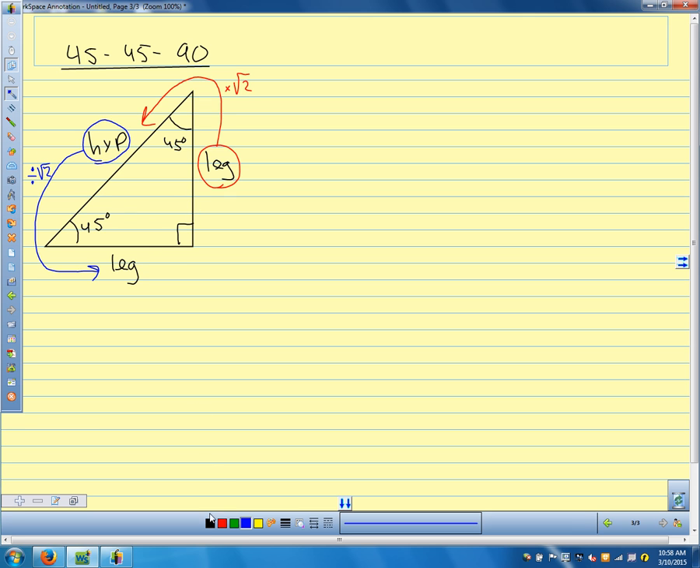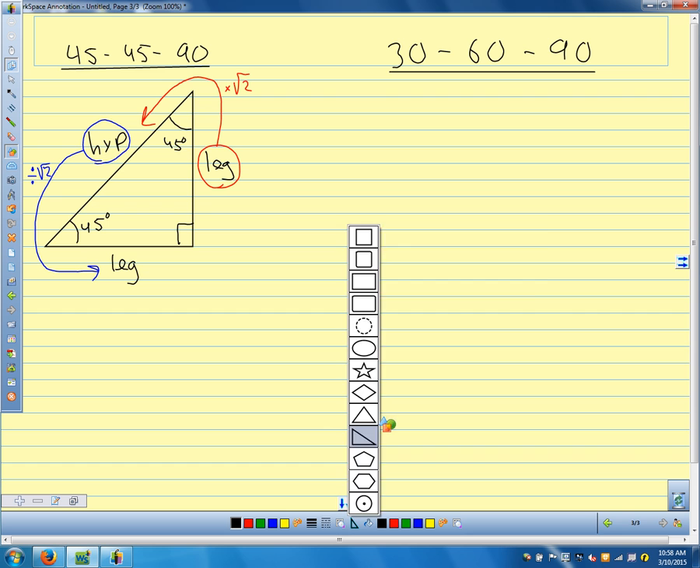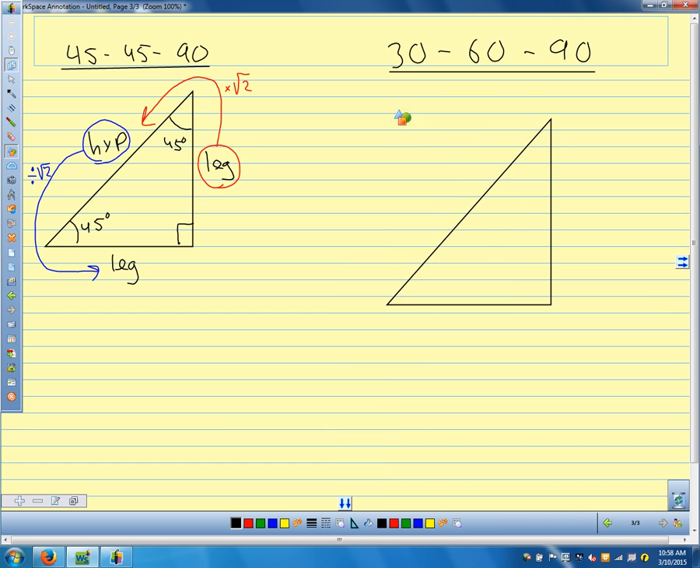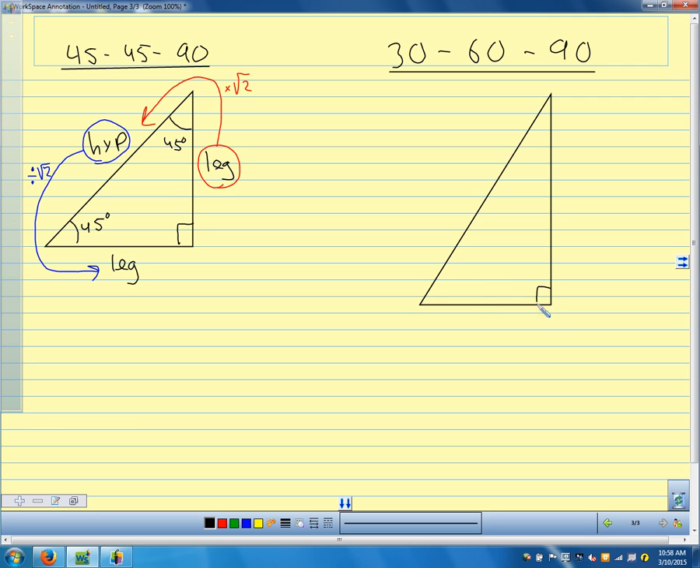All right, and for a 30, 60, 90. We'll draw two pictures for this one because it makes it less confusing. So here's our triangle. There's our 90-degree angle. 60 degrees, 30 degrees. On the 30, 60, 90, we're going to label our sides. The hypotenuse is always the hypotenuse.